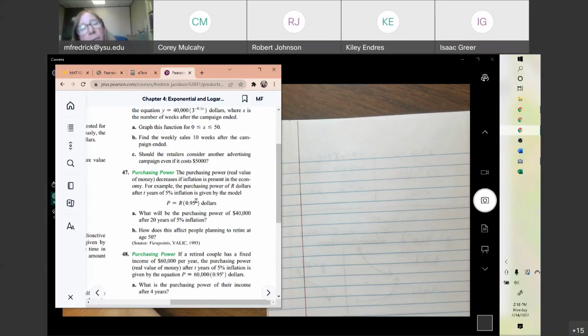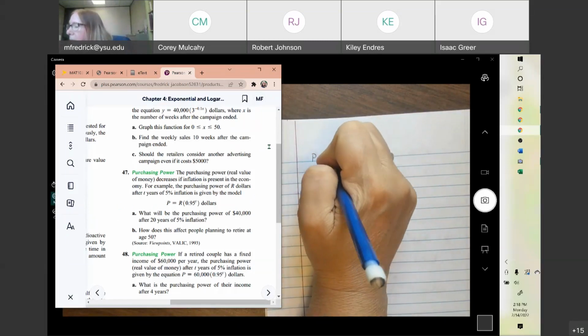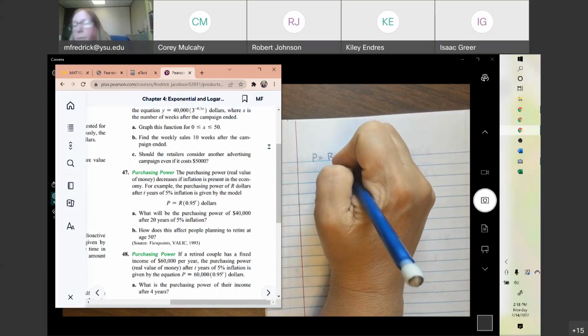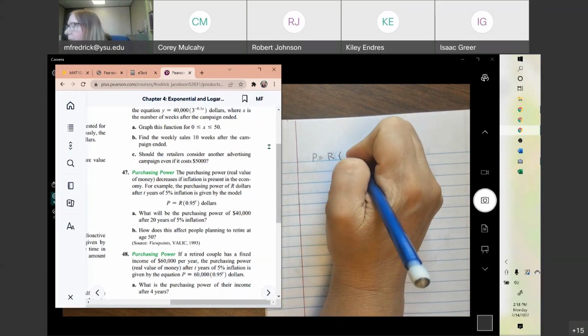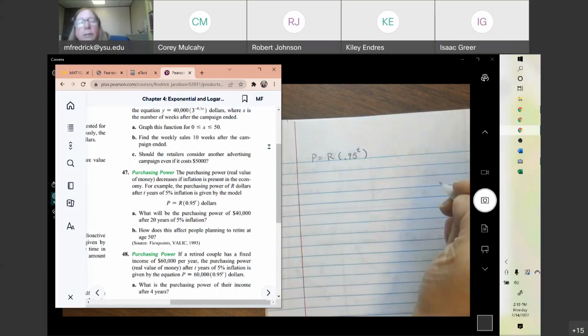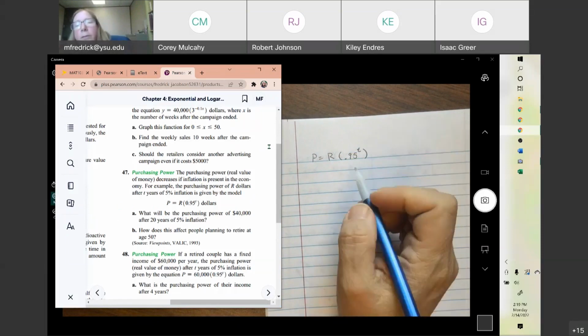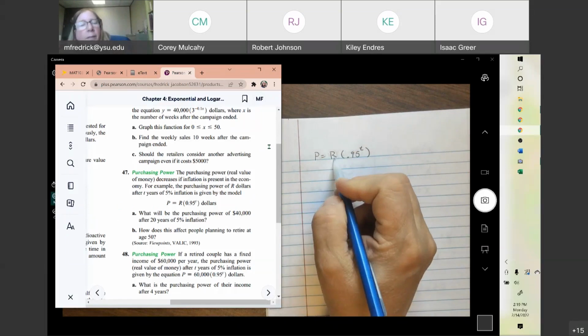So it says, for example, the purchasing power of our dollars after T years is 5% inflation. And they give you the formula. P equals R times 0.95 to the T. T is time in years, and P is in dollars. So R is how much you have. We look at part A. What will be the purchasing power of $40,000 after 20 years?